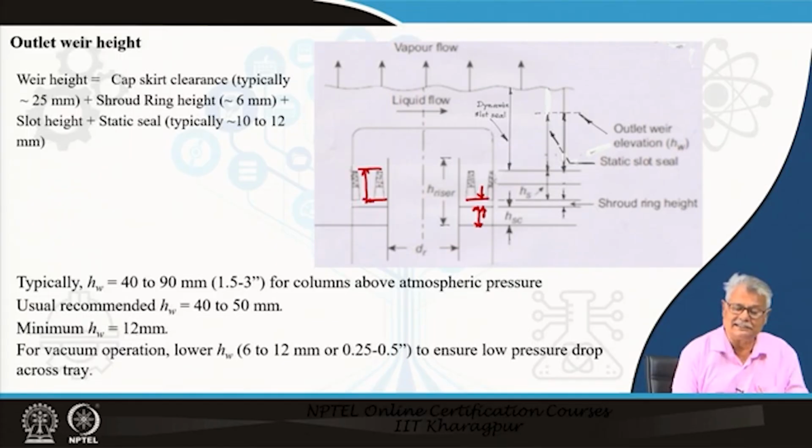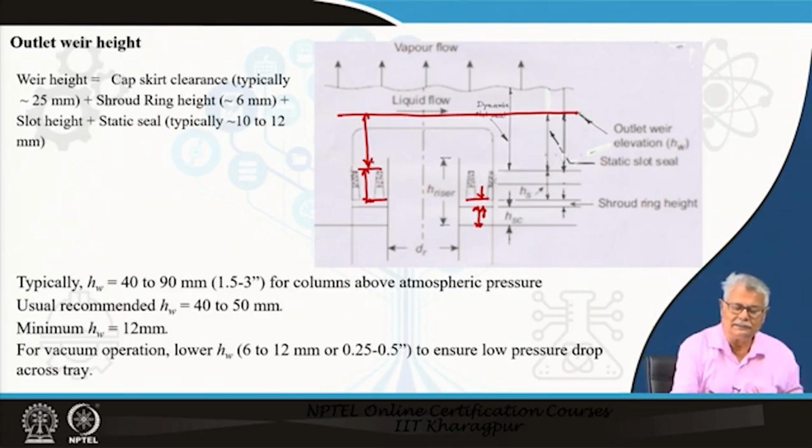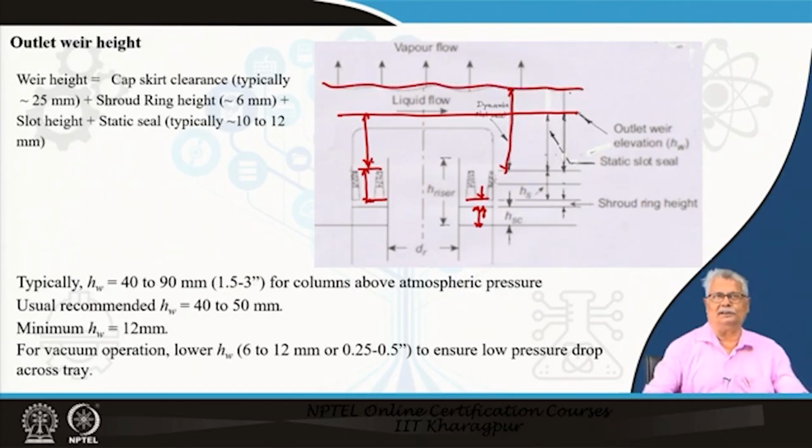Then we require a static seal. We decide on a static seal and we add the static seal height. So, that is the minimum height of the outlet weir that we really require. Now, when we operate, the level of the liquid will be higher and there will be a dynamic seal here, which is this distance. This is the actual level of liquid while it is operating.